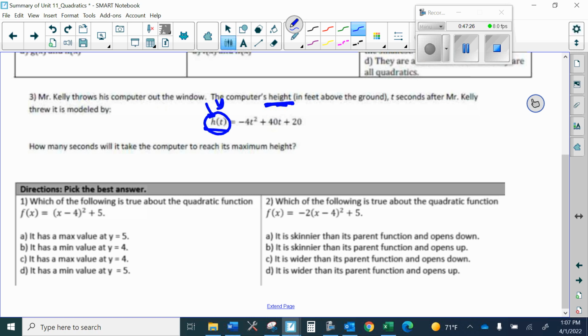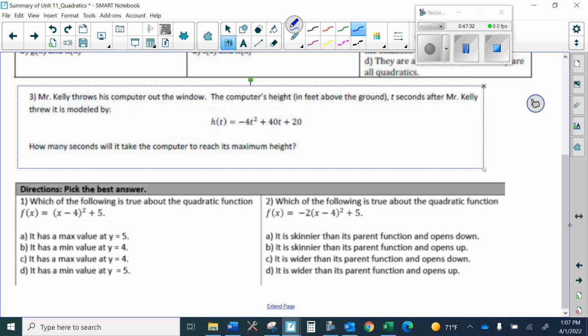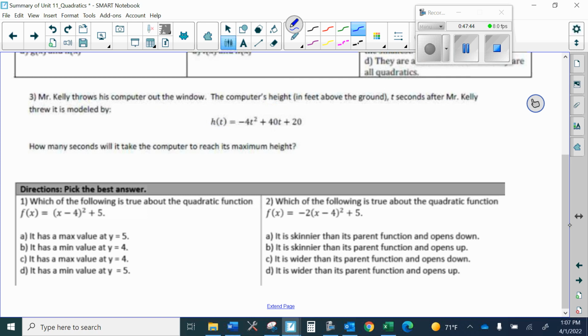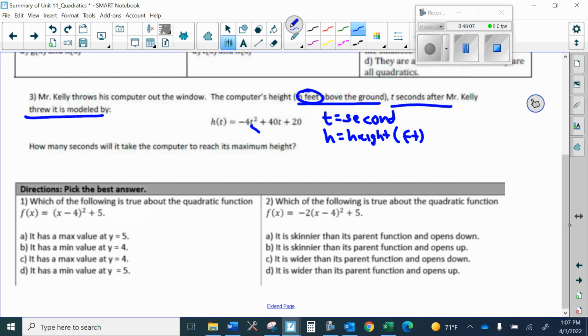But when you're talking about a real life sample, since you're dealing with h, height, you want to call it by that. That's how most functions are named, by the first letter of the key word in it, just so you know that. So as a cost function, you'd see a C of t for cost. Okay, that's another common one you'll see. Height, it's in feet above the ground, so it tells you my units, that's feet. T is the seconds, so T stands for seconds, which is time, obviously. H, height, and that's in feet. After Mr. Kelly threw it, he threw the computer out the window.